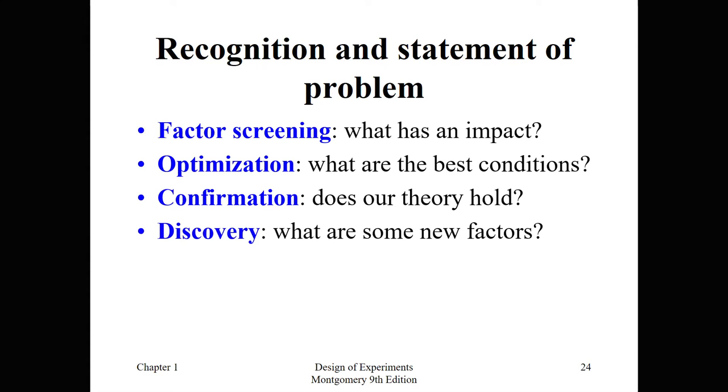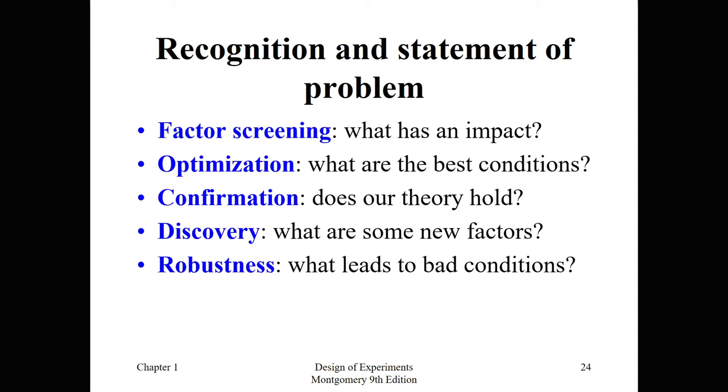Discovery, what are some new factors? Now this is very similar to just the regular old factor screening, but in factor screening we're seeing what's impactful. Discovery is trying to determine what are new variables that I haven't even considered. Robustness, under what conditions does the process work, or what are the bad conditions? In robustness, this says if the outcome is similar enough to different levels of a factor, then the outcome is robust to changes in that factor.